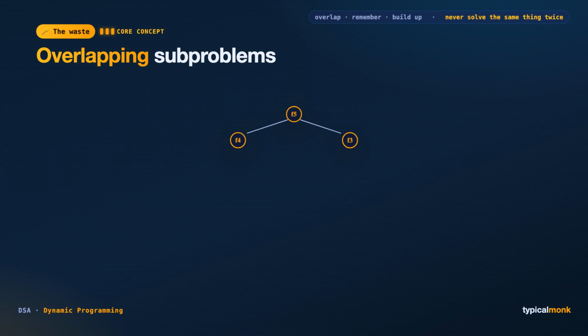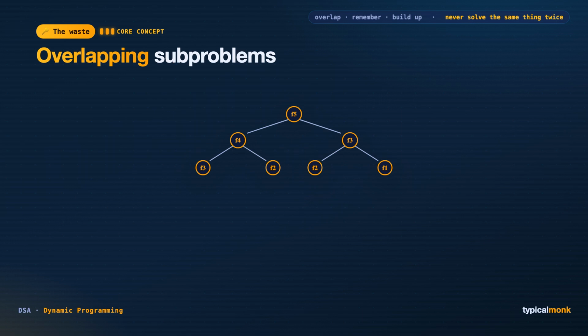These repeated identical subproblems are what we call overlapping subproblems. This overlap is precisely the wasted work that dynamic programming eliminates. The subproblems overlap. The same ones recur throughout the computation. So if you compute each one just once and store it, you cut out all that redundant recomputation.